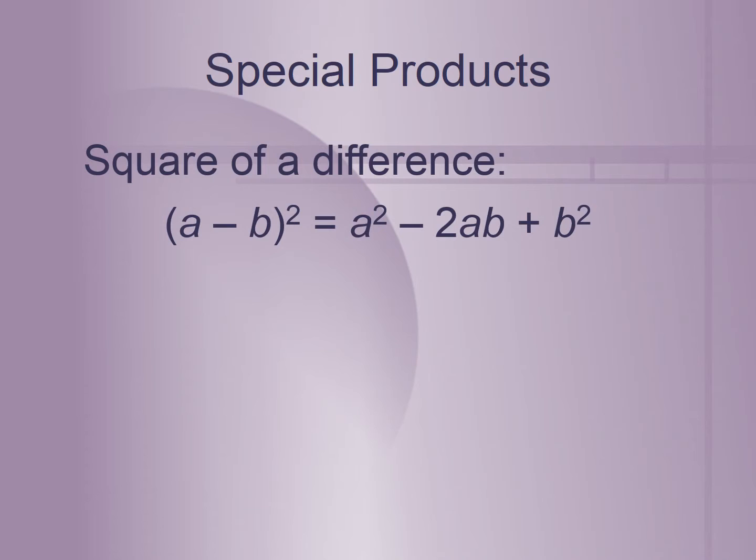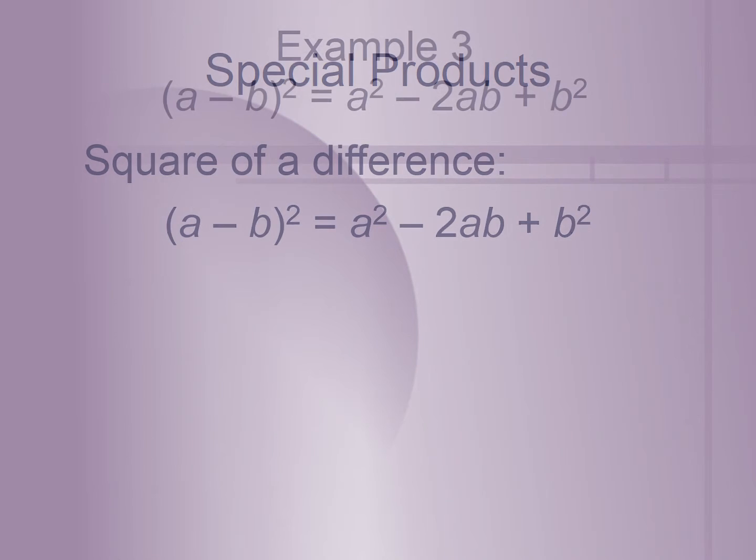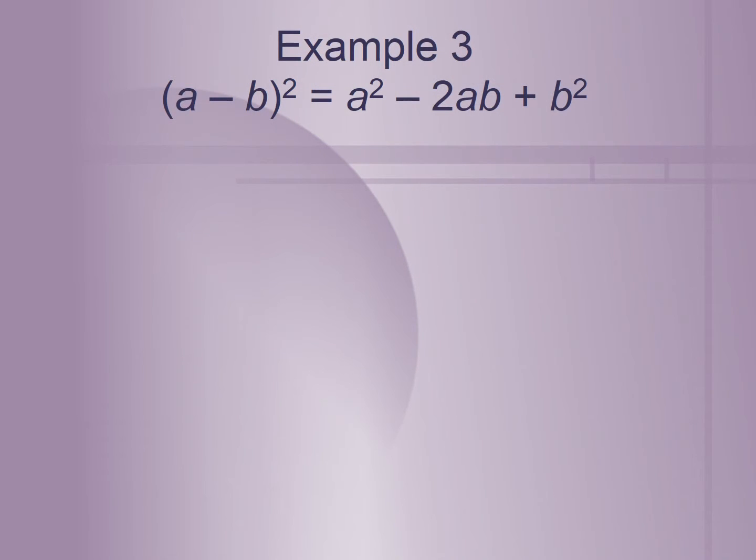Notice that the square of a difference and the square of a sum are almost identical. The only thing that is different between them is that the square of a sum has a plus right here, and the square of a difference has a minus. So the square of a sum is adding the terms, and the square of a difference is subtracting those two terms. That's how you tell the difference between a square of a sum and a square of a difference. So let's do an example.